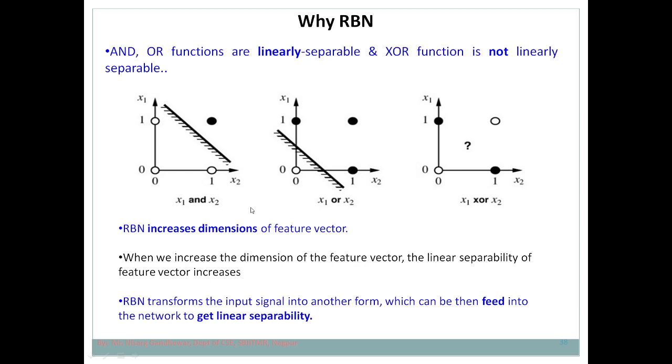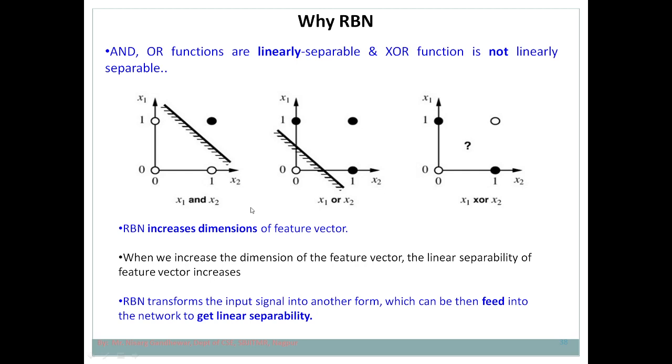So what will RBN do? RBN will transform the input signal into a particular form that can then be fed into the network to get the linear separability. This is the role of RBN. Now let's see how RBN helps us to bring linear separability in your feature vector.